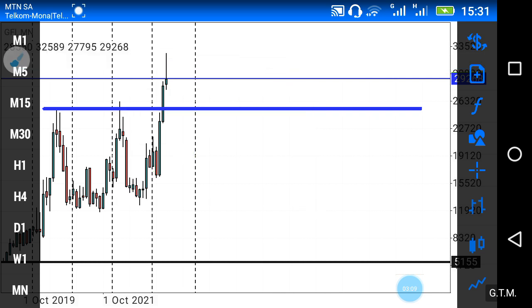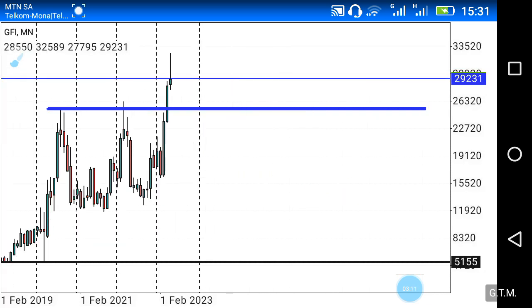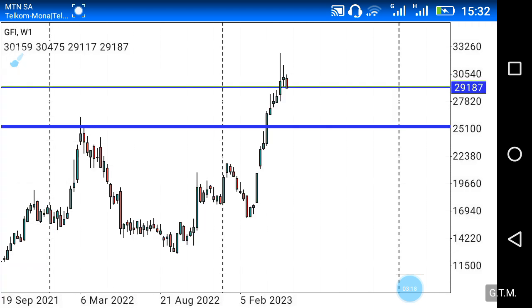Anyway, let's proceed. What else do we see in regards to the monthly chart that we should be paying attention to? At this point, I don't see much, so what I will do is head down to the weekly chart and let's have a look at what's happening in regards to the weekly chart.